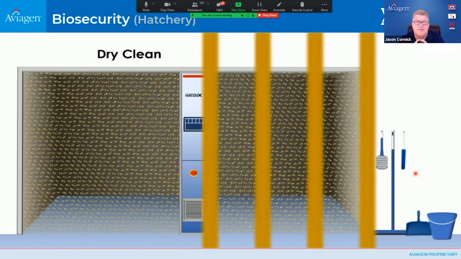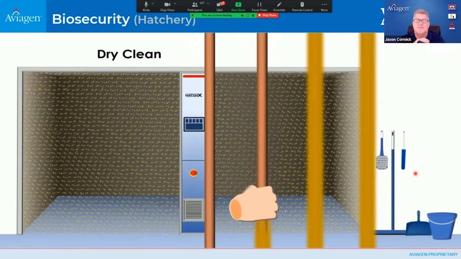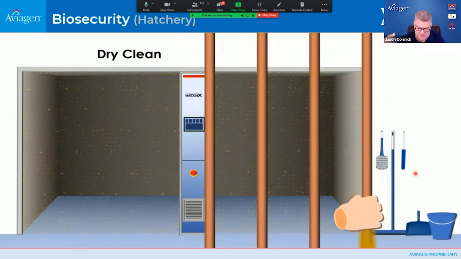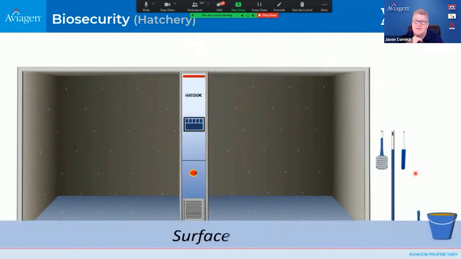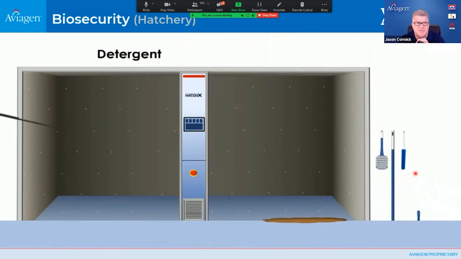Then we're going to do that dry clean. So we're going to remove the majority of that organic matter. And if there's any dried on, whether it's egg or whatever, we're going to get the majority of it off, and then we're going to get rid of that dry matter first.